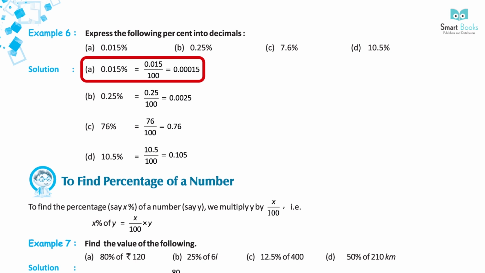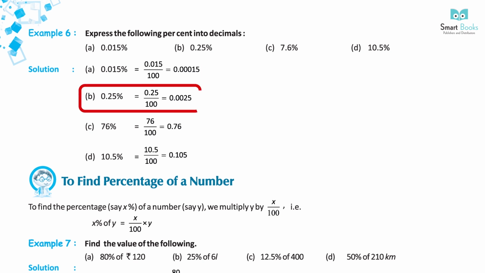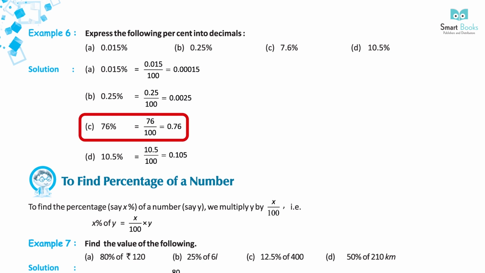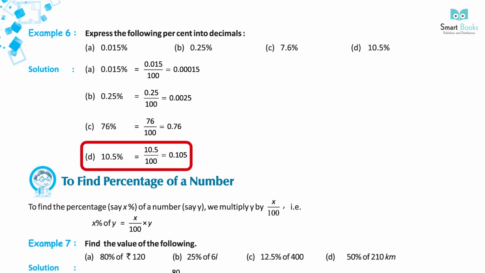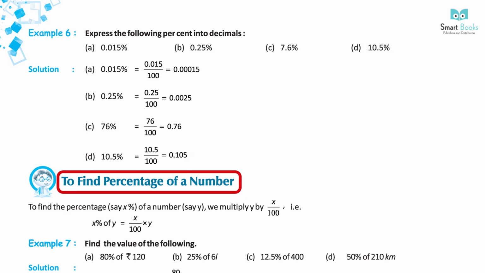0.015% is equal to 0.015 upon 100 is equal to 0.00015. B. 0.25% is equal to 0.25 upon 100 is equal to 0.0025. C. 7.6% is equal to 7.6 upon 100 is equal to 0.076. D. 10.5% is equal to 10.5 upon 100 is equal to 0.105.